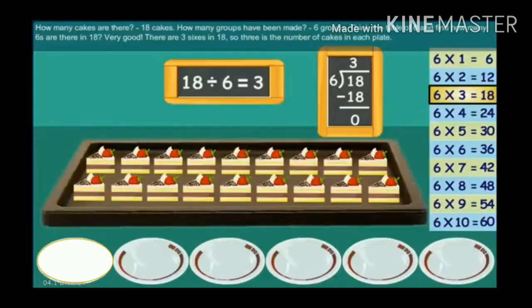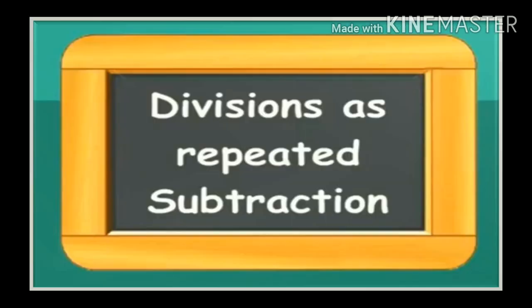Now we'll see how many cakes are there. So there are 18 cakes, and how many groups have been made? 6 groups. So think the table of 6 and find how many 6's are there in 18. So we can see in this table there are 3 6's in 18. So 3 is the number of cakes in each plate.